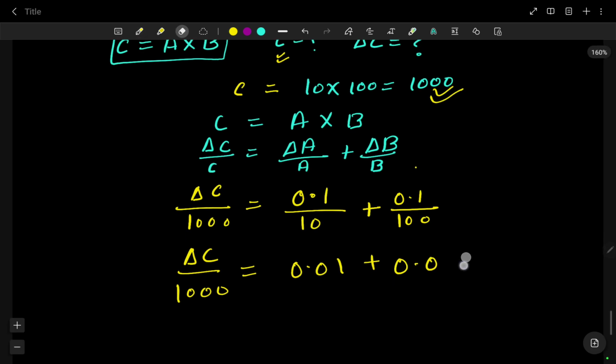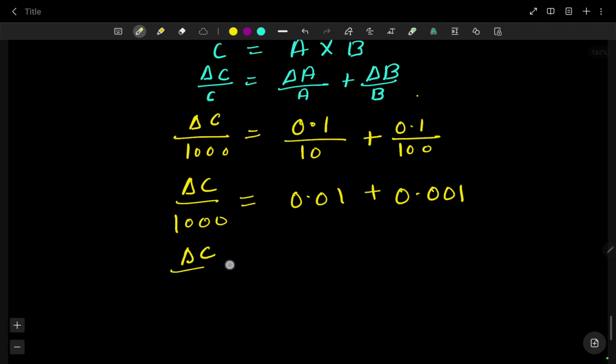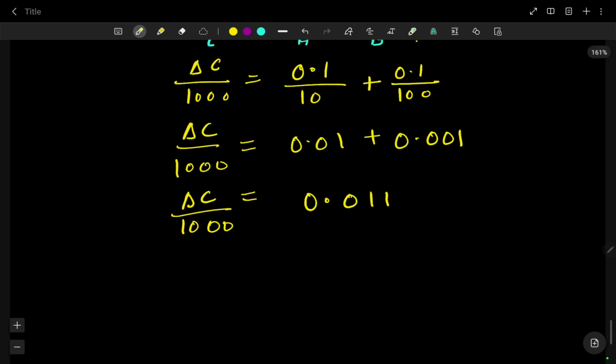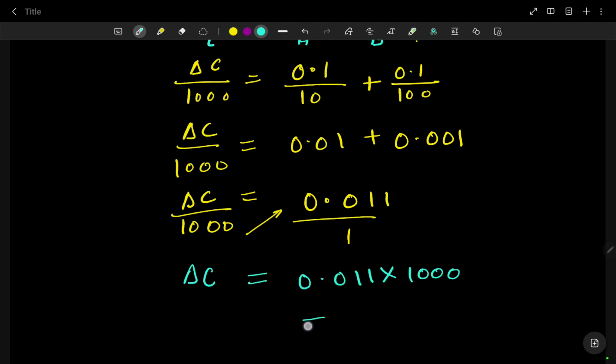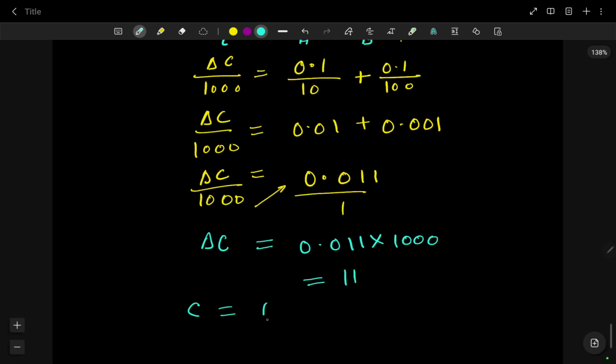My bad, I said 0.001 and wrote 0. Oh yeah, I wrote it correct, 0.001. Okay, cool. Now if I add it, I get delta C over 1000 equals 0.011. Okay, and now to find out delta C, I'll send this 1000 there. So delta C, which is the absolute uncertainty in C, will become 0.011 times 1000. So it comes out to be 11. Now, I got C as 1000 and delta C as 11.